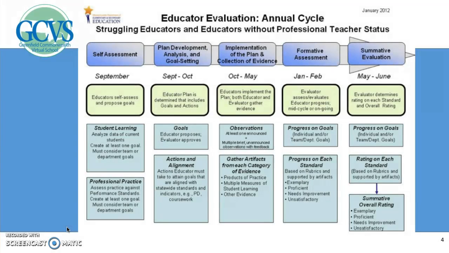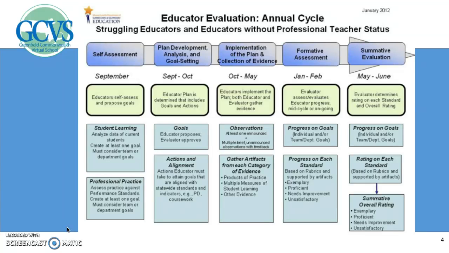Plans can be 1 or 2 years in duration depending on your status and prior evaluations. This chart shows the flow of a 1-year plan. Any teacher who does not have professional teacher status begins with a 1-year plan. Teachers who are rated needs improvement on their evaluations are placed on a 1-year directed plan where the evaluator plays a key role in shaping the goals and activities.